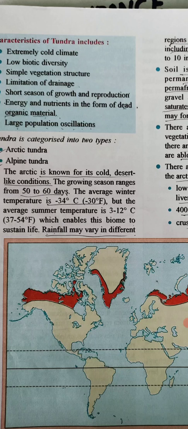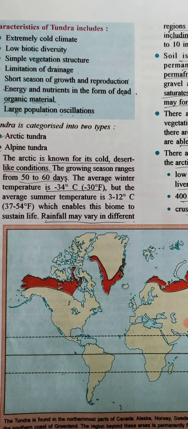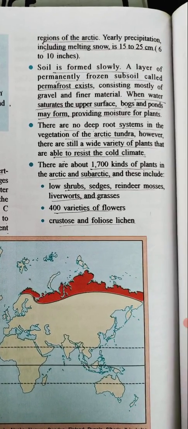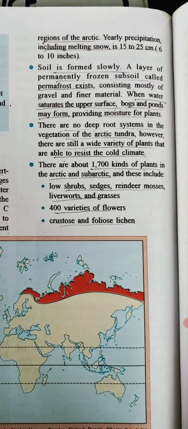It is the growing season, and the average winter temperature is minus 34°C. Okay, very much below the freezing point. But the average summer temperature is 3 to 12 degrees Celsius, which enables this biome to sustain life. Okay, rainfall may vary in different regions of the Arctic. Rainfall is varying in different regions. Yearly precipitation, including melting snow, is 15 to 25 centimeters.